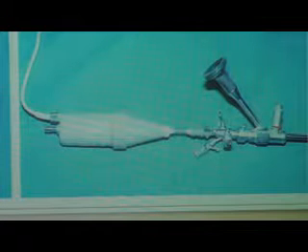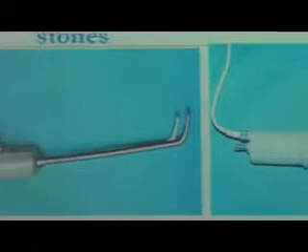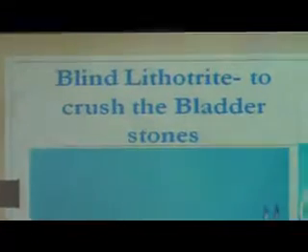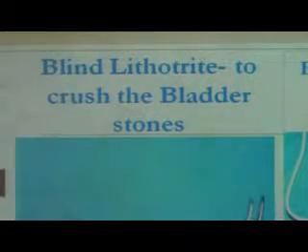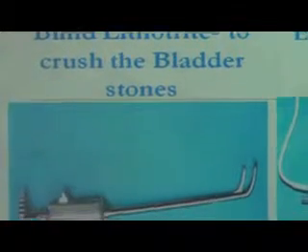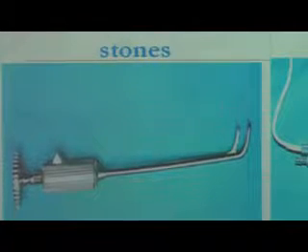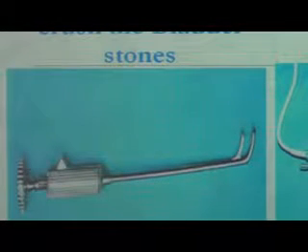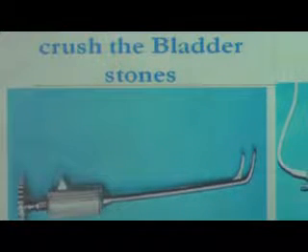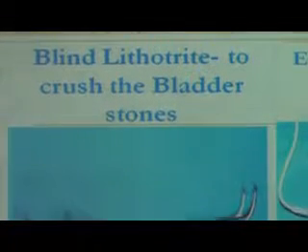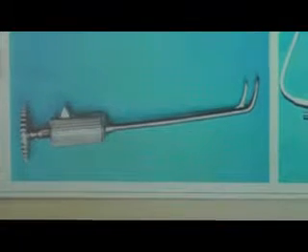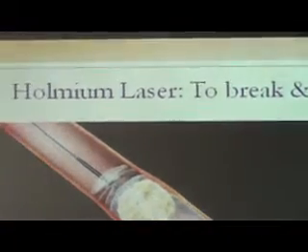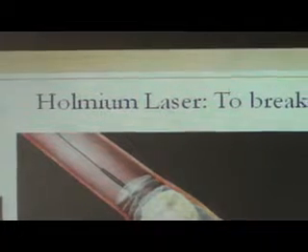So have a look at the blind lithotripsy. This is the blind lithotripsy, and the purpose of this blind lithotripsy is to crush the bladder stone. And this is an endoscopic ultrasound probe to fragment smaller stones. This is a holmium laser. This is used to break and remove larger stones.